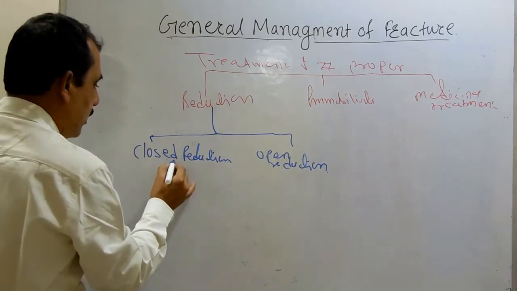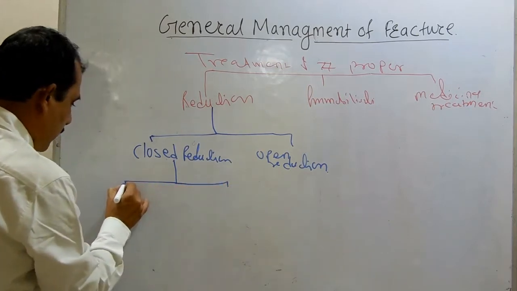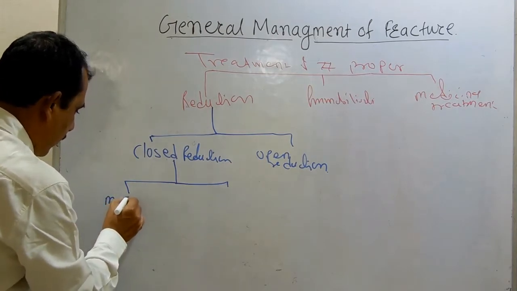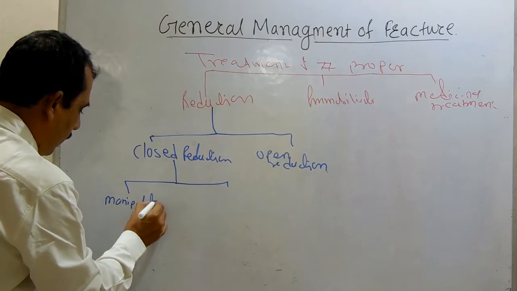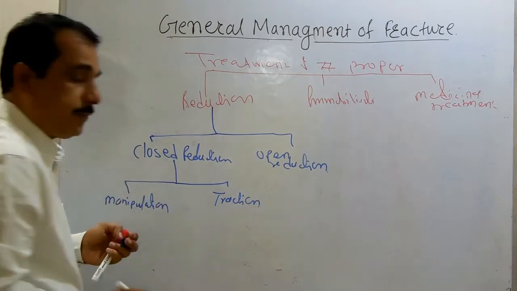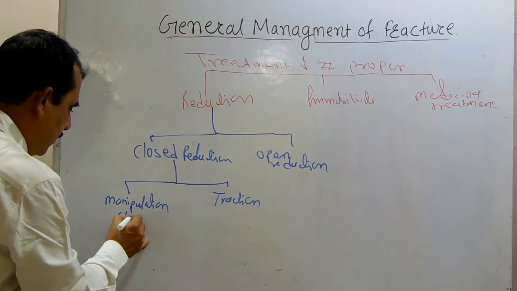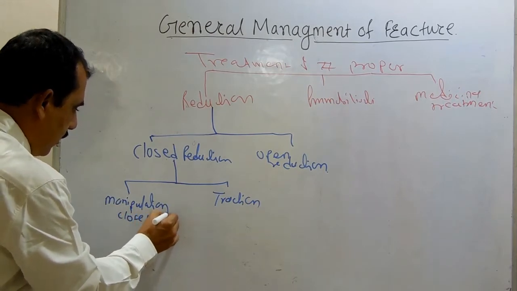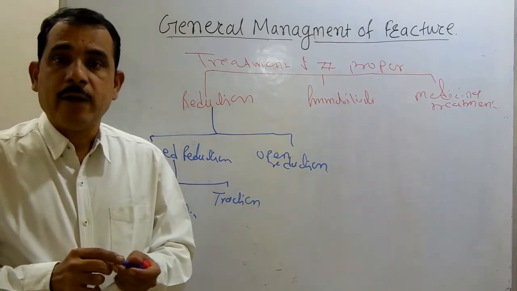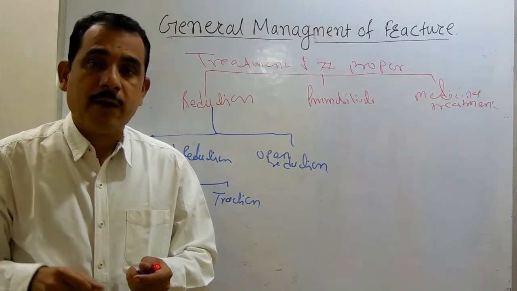Now we will see the methods of closed reduction. The methods of closed reduction: one is manipulation, and second is traction. The first, manipulation, is called closed manipulation. So what is closed manipulation? It means the fracture is reduced or neutralized manually. That's called manipulation.